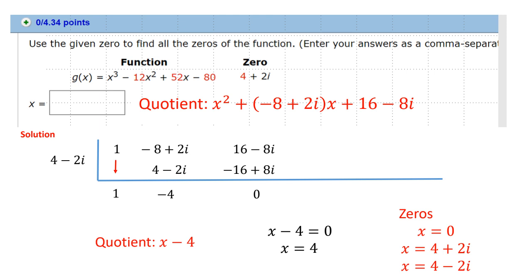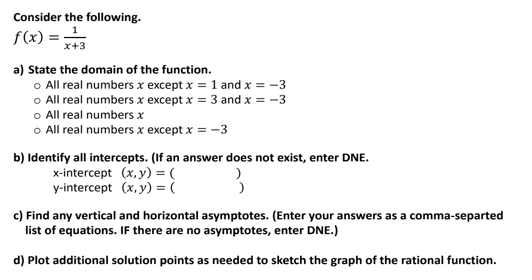So it's a 4 minus 2i. So these are my zeros again. This should be a 4, not a 0. Okay, all right, so let's move on to rational expressions.